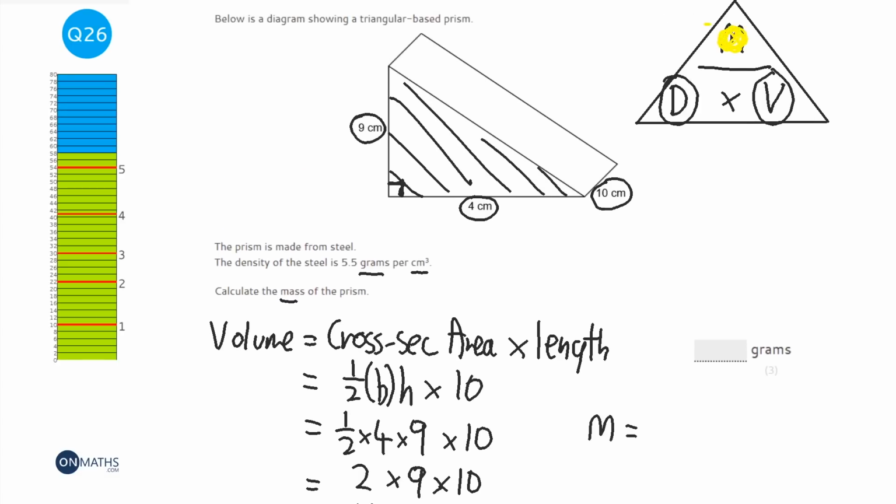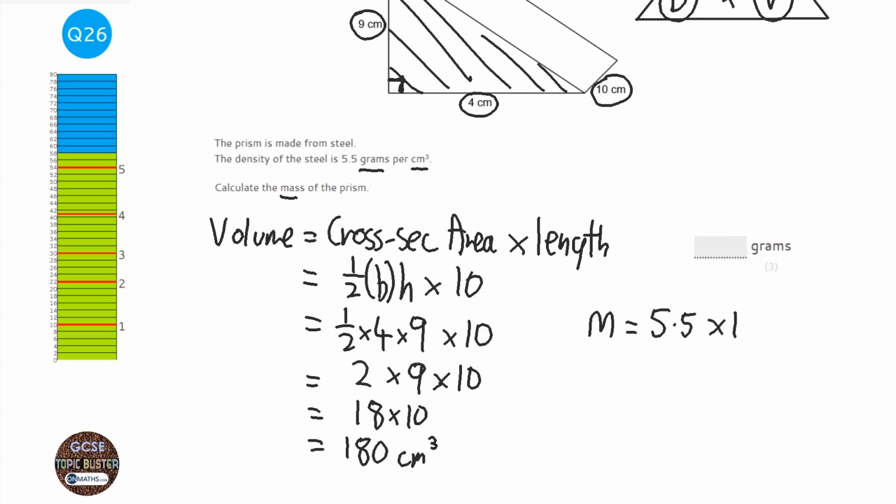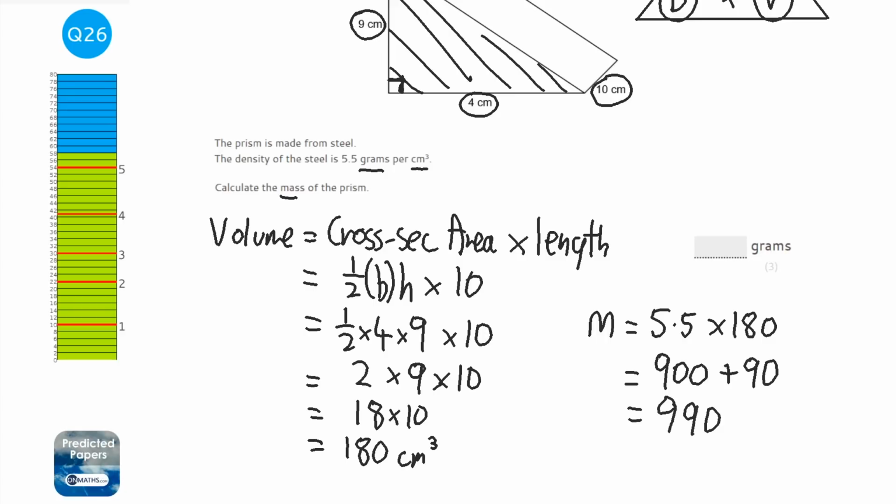So to work out the mass, if I cover up the mass in the diagram, it says to work out the mass I do density times volume. So it gives me the density in the question, which is 5.5, and I'm going to times that by 180. If I have a calculator, I can just type that in. Otherwise I could do 10 times 180, which is 1,800, then halve it, which is 900, and then half times 180, which is 90. So that's 990. So the answer is 990 grams.